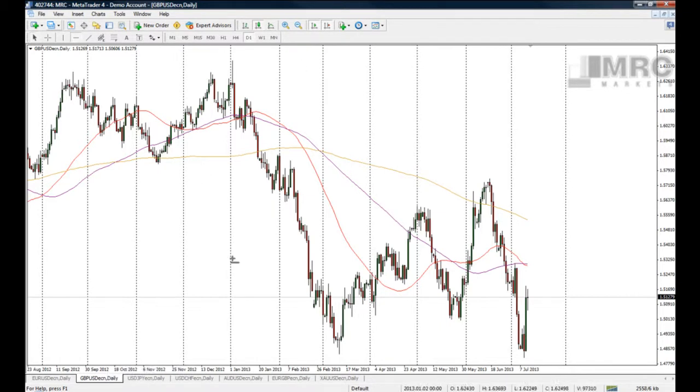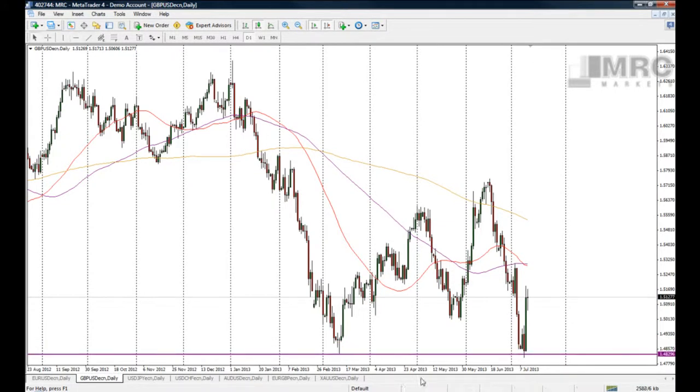Cable's an interesting chart. We tested and we broke the yearly lows and they acted as very nice support. Pretty much 1.4830s. Well, 1.4830 was the yearly low. We came back down, tested that, pressed into it. Buyers came back up.